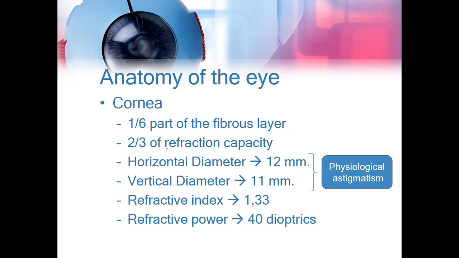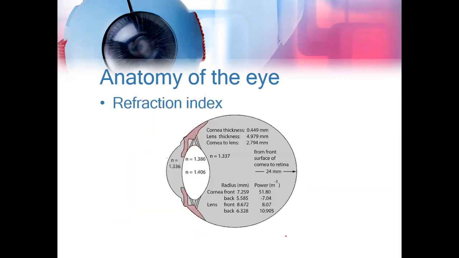So the cornea, as I told you, is the most important part of the refractive power. It represents almost 40 dioptrics, okay? Here we have the refraction index of the structures that we're talking about.